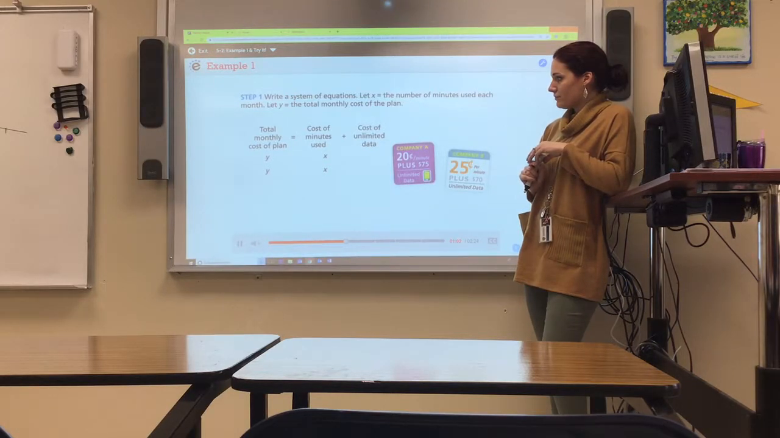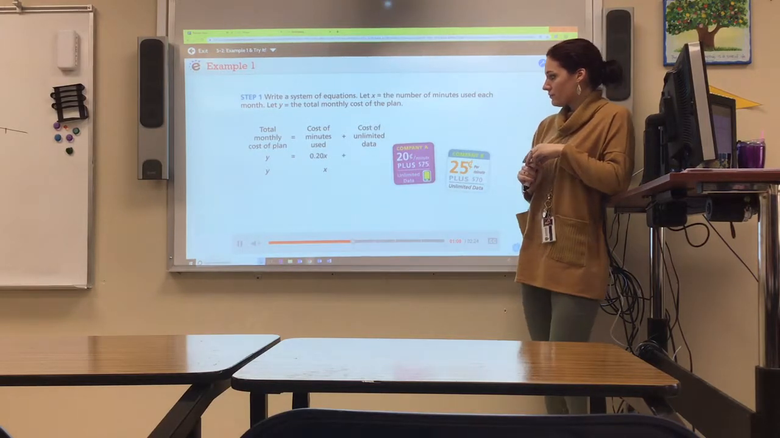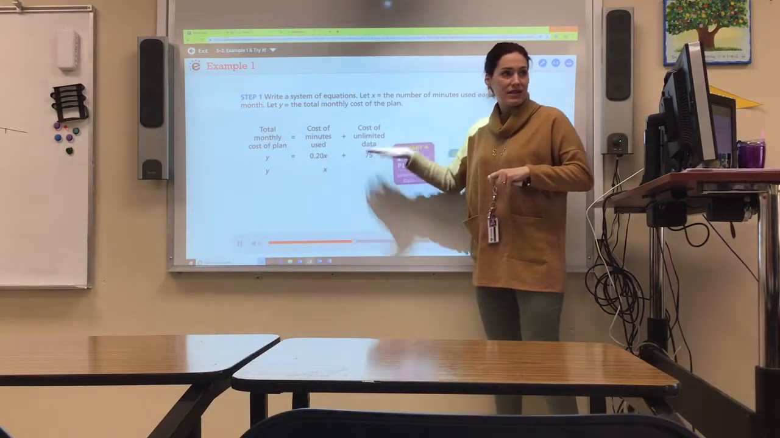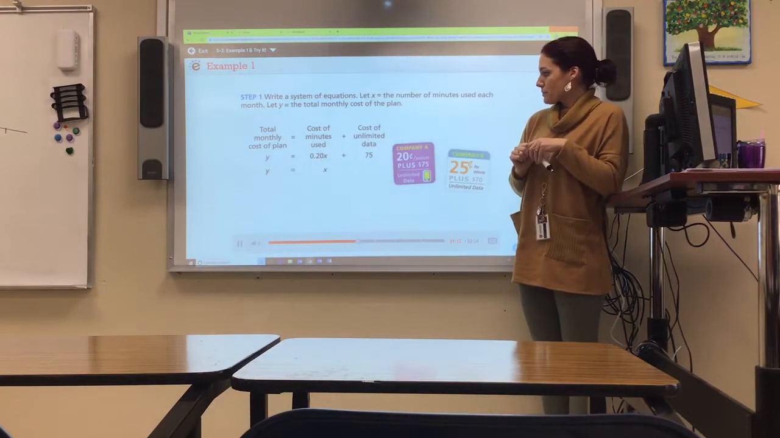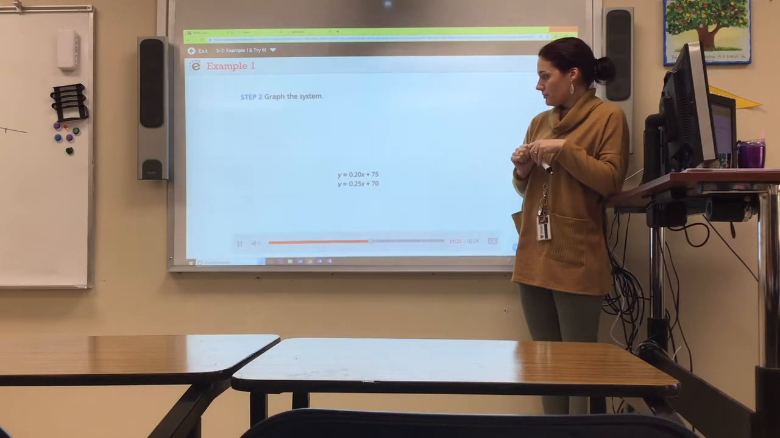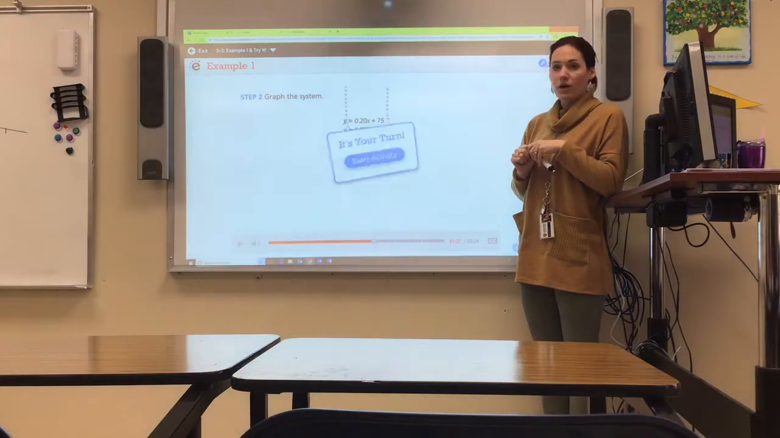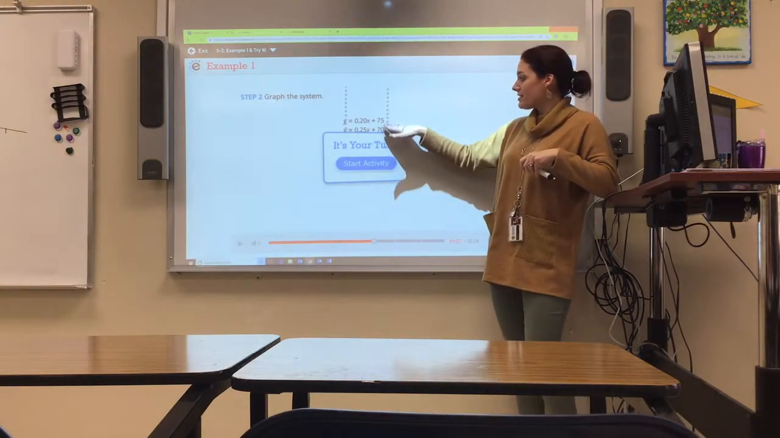The equation for company A is Y equals 20 hundredths times X plus 75. Okay, 20 cents per minute plus $75. The equation for company B is Y equals 25 hundredths times X plus 70. This is our system of equations. Now we can graph the system of equations. We're going to graph each of these separately.